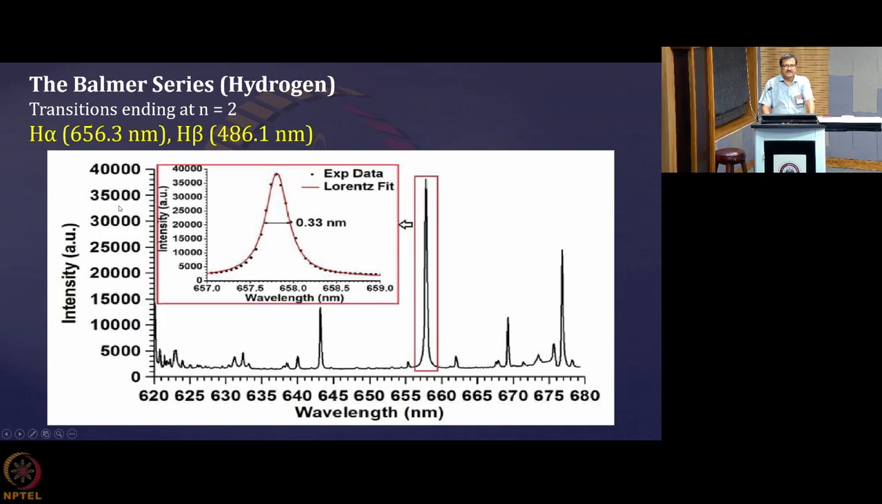Now, you know that it is 656.3 nanometer, and here what you are seeing is a bit different from that. So that is the instrumental shift which occurs when you capture the spectra. Each instrument will have some shift, and you need to subtract that to know the exact wavelength.